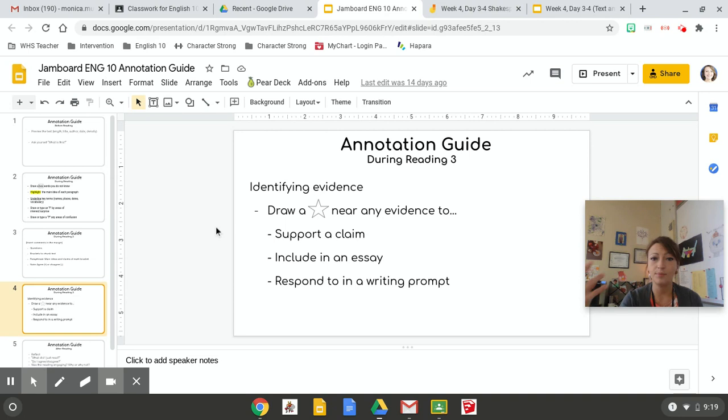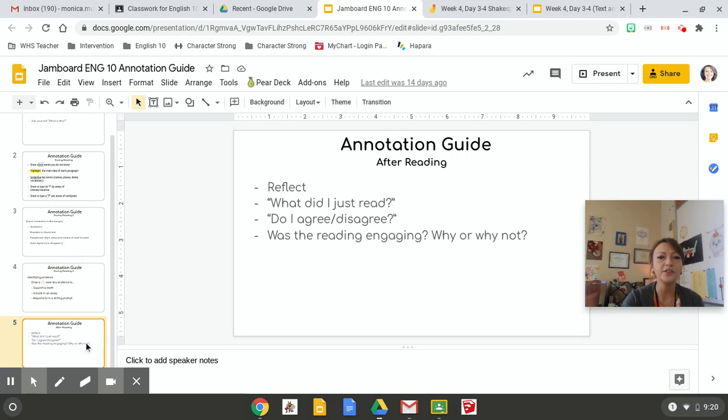Finally, scanning back again. This is where you start to look for how you're going to use this text. We're not going to read stuff that we're not going to use. So every time you read a text, you know, there's something I'm supposed to do with this. And this is where you want to identify some evidence. So drawing a star next to some evidence that could support your claim, that you could include in your writing, and that maybe responds to the writing prompt.